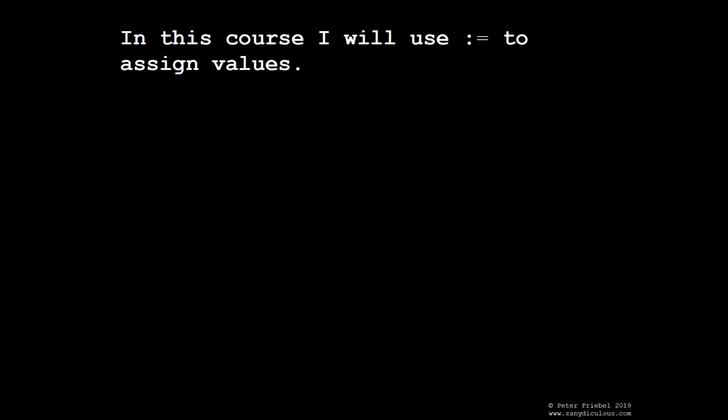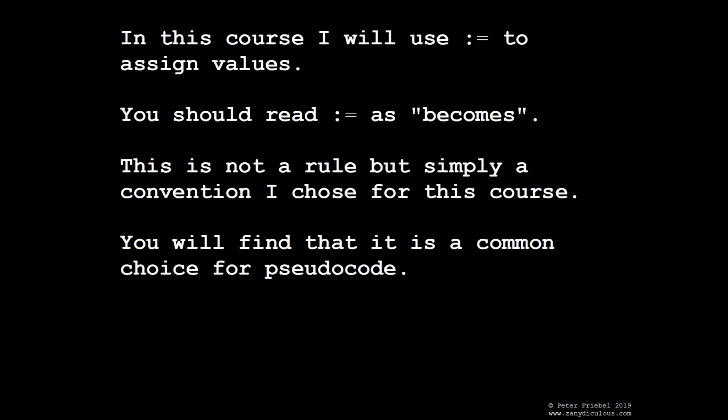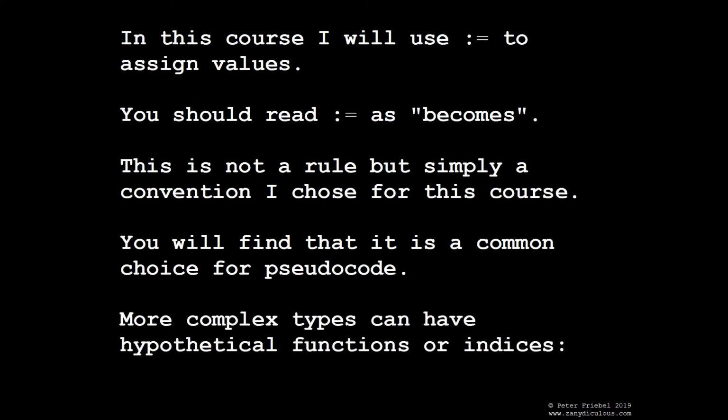In this course I will use the colon equals to assign values. You should read the colon equals as becomes. It's not a rule, but simply a convention I choose in this course. You will find that it is a common choice for pseudocode. More complex types can have hypothetical functions or indices.